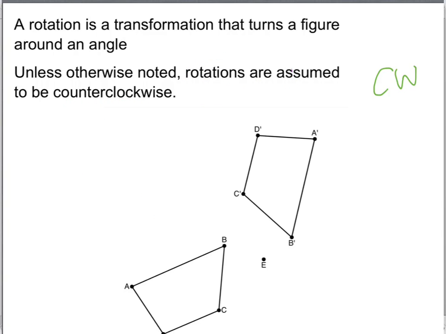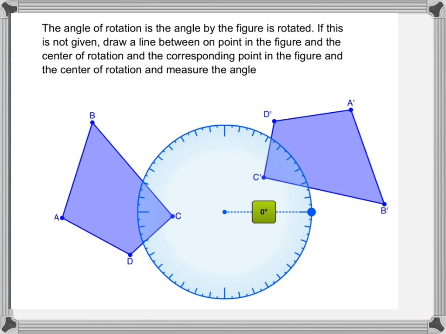Okay, so you can see the two figures here. We have A, B, C, and this would be D down there. And this was turned around the center of rotation E to make this figure right here. Okay, so the angle of rotation is the angle by which the figure is rotated.